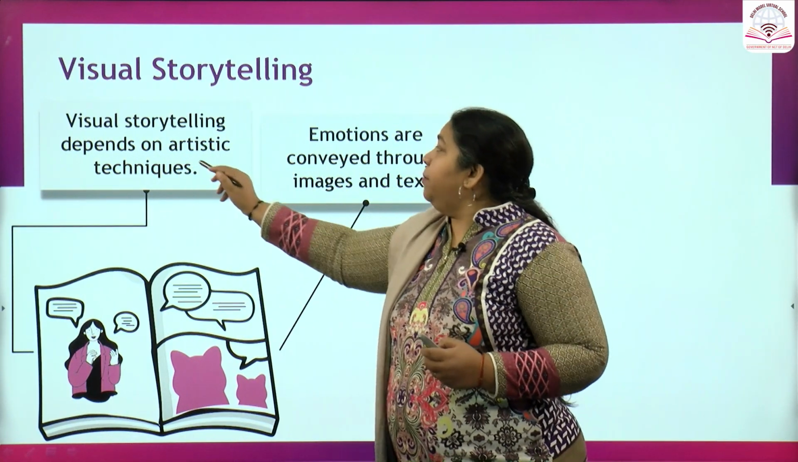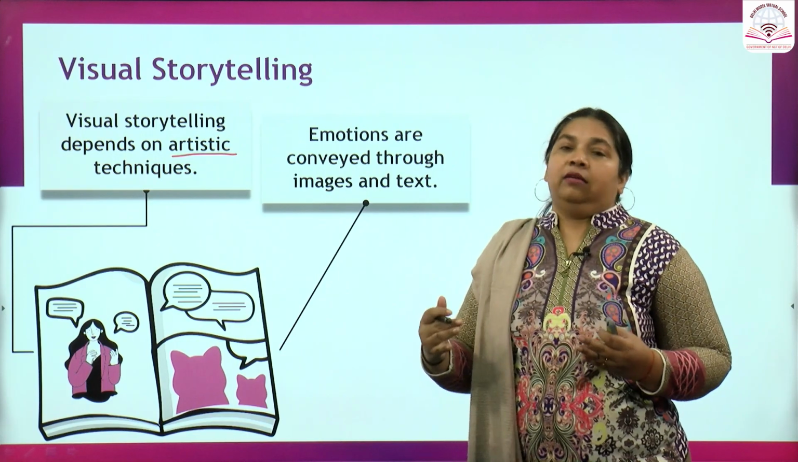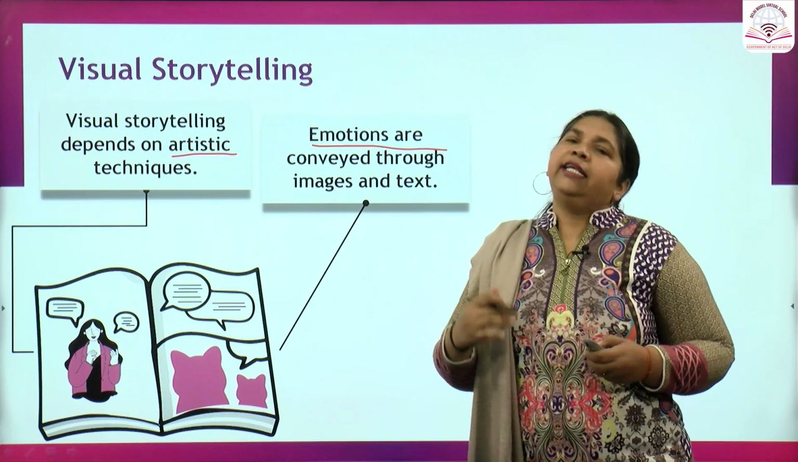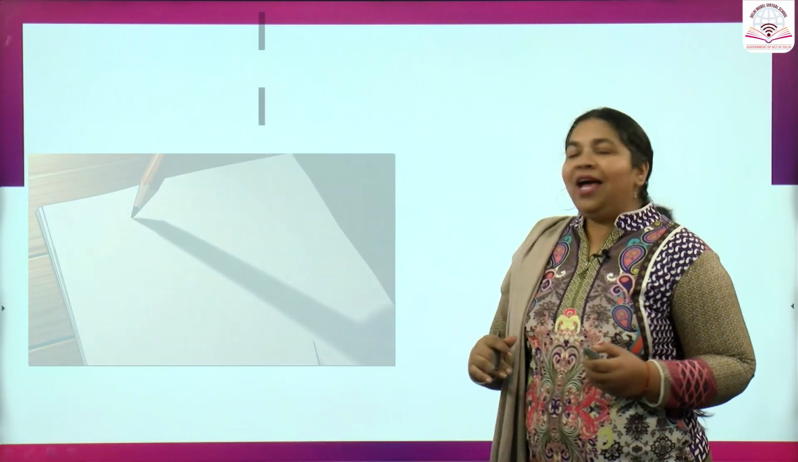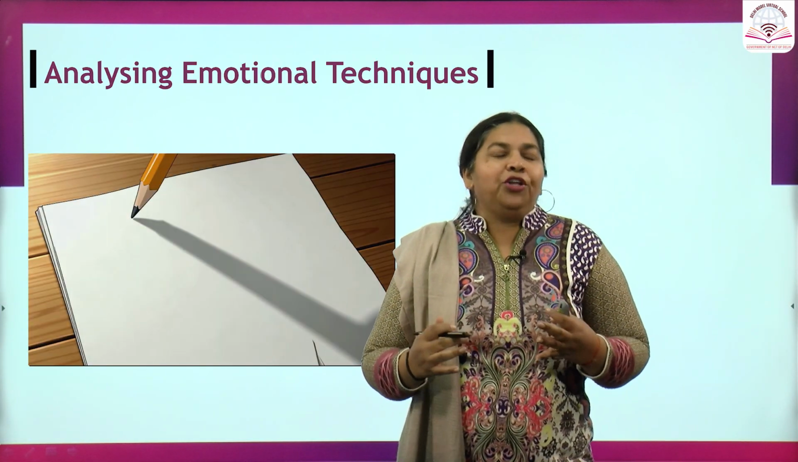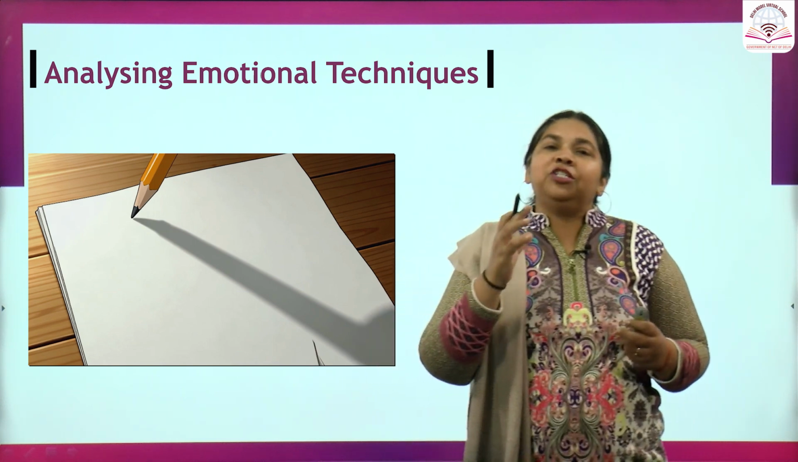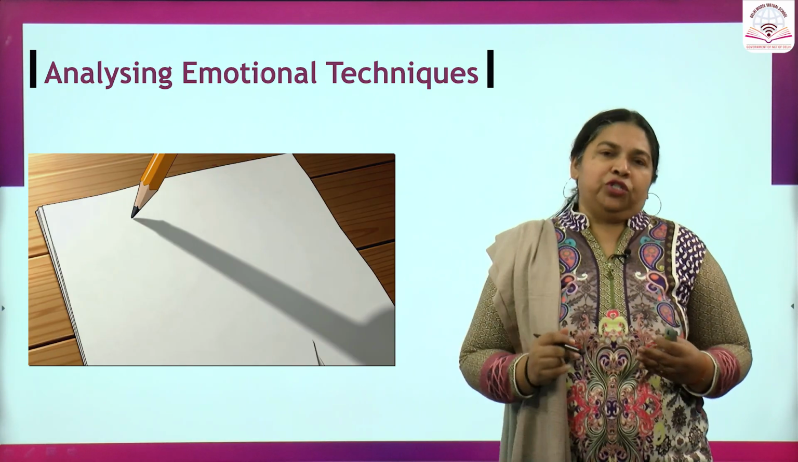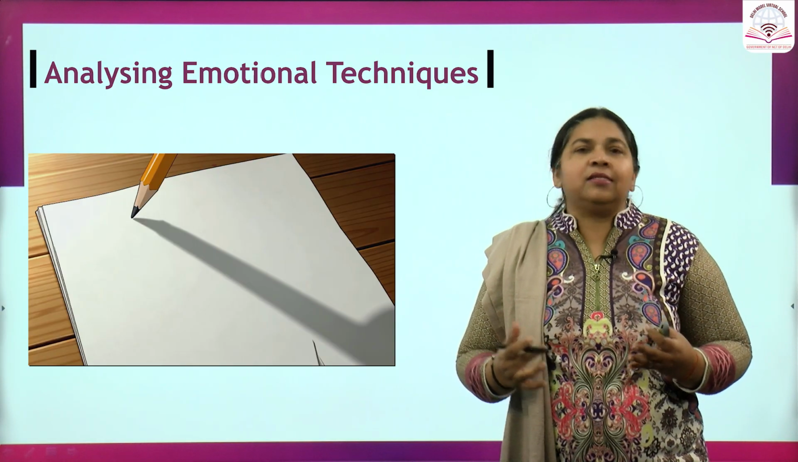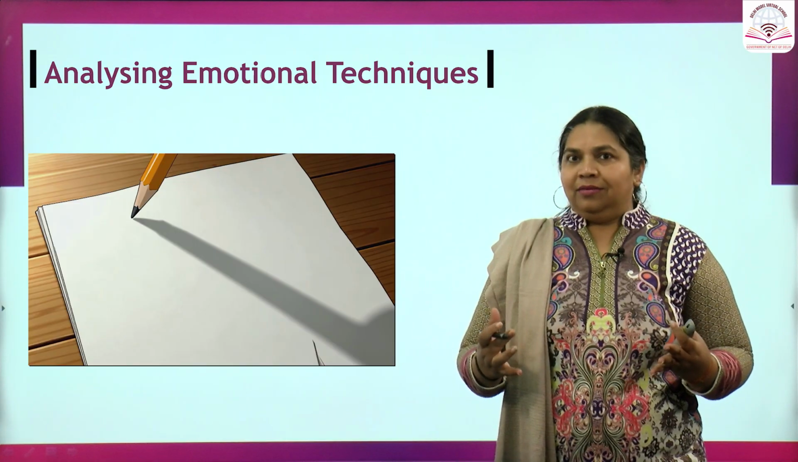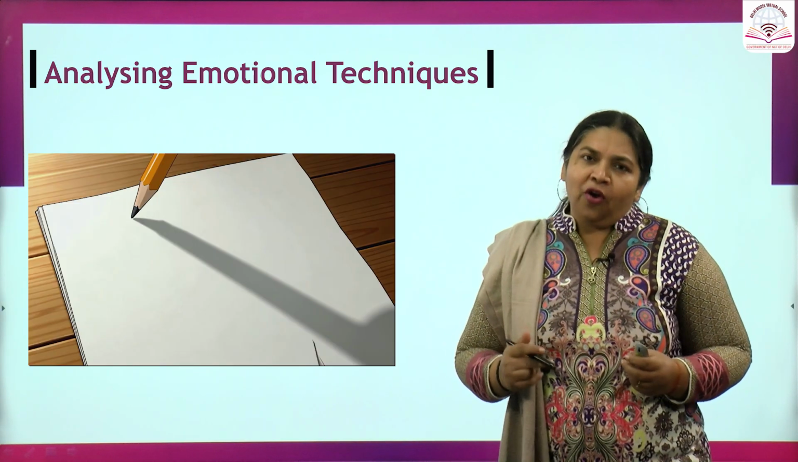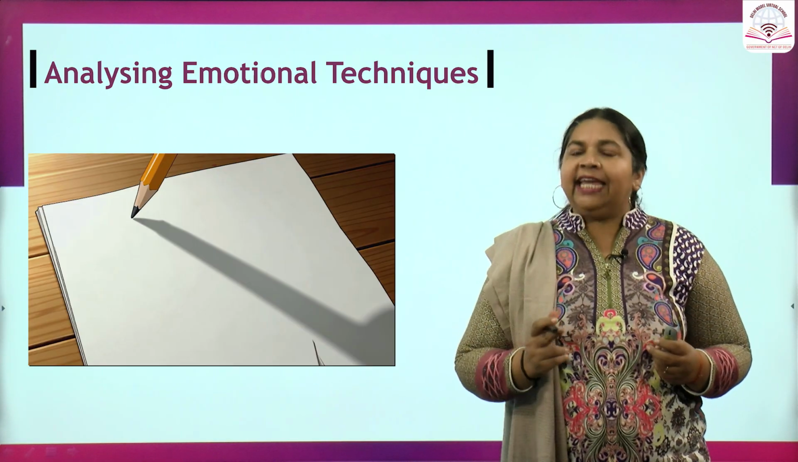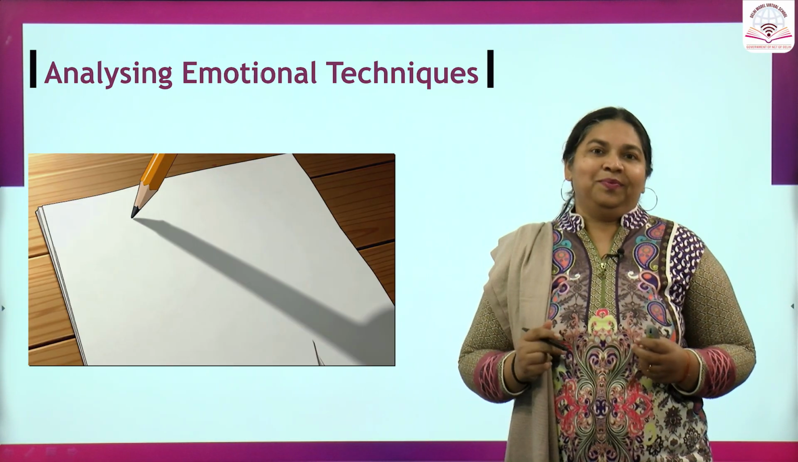Visual storytelling depends on artistic technique, and emotions are conveyed through images and text. Now, again, before proceeding, I want you to do something. Grab a sheet of paper and draw a face showing one emotion. Emotion could be happiness, sadness, or anger. Now don't worry about your drawing, even a stick drawing works. I'll give you 15 seconds to do this drawing. Take your time.